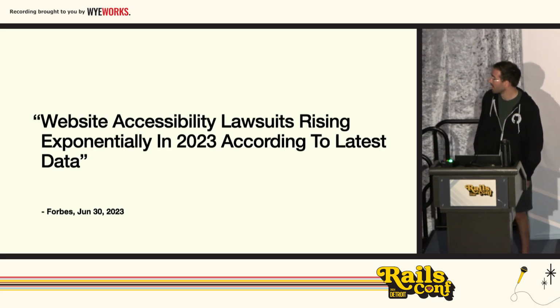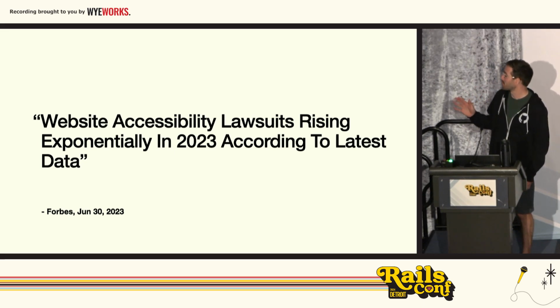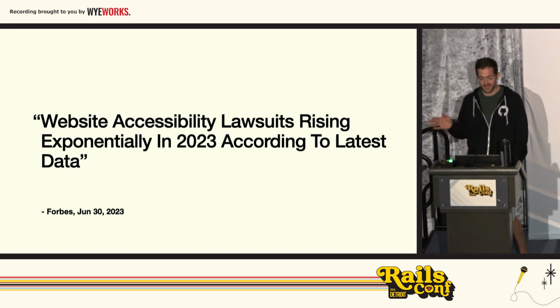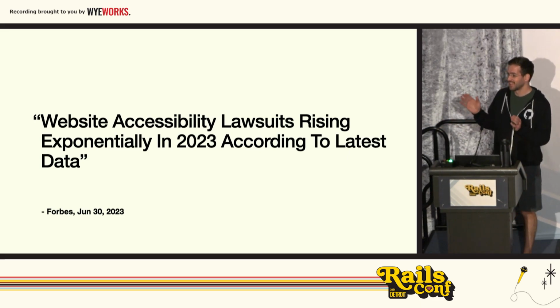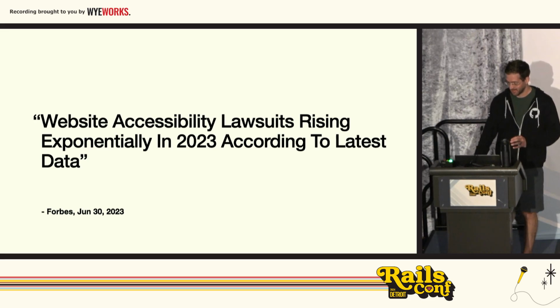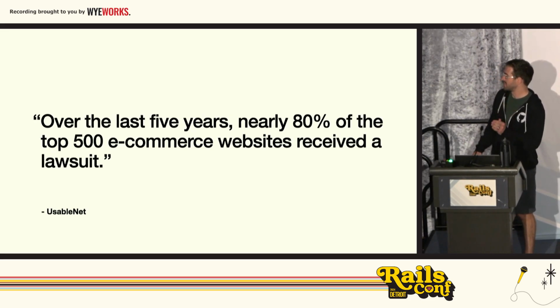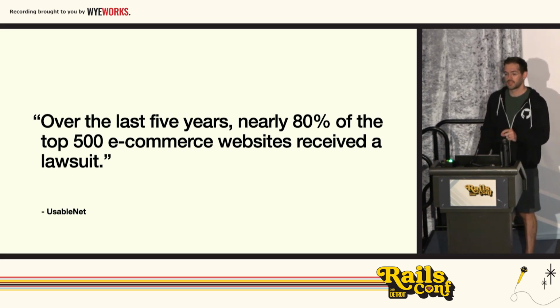According to Forbes, who first and foremost doesn't know the meaning of the word exponential, there were over twice as many digital accessibility lawsuits over a 5-year period between 2018 and 2023. And this is wild to me. In that same period, or actually the last trailing 5 years, 80% of the top 500 e-commerce websites received a digital accessibility lawsuit. It's basically all of them.